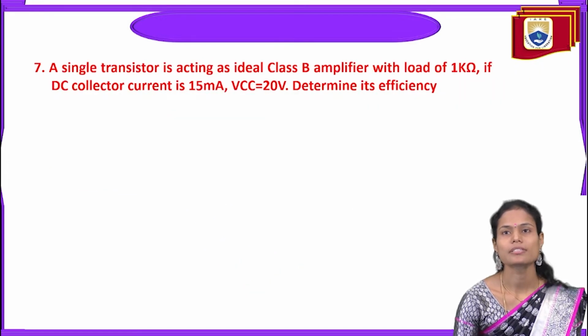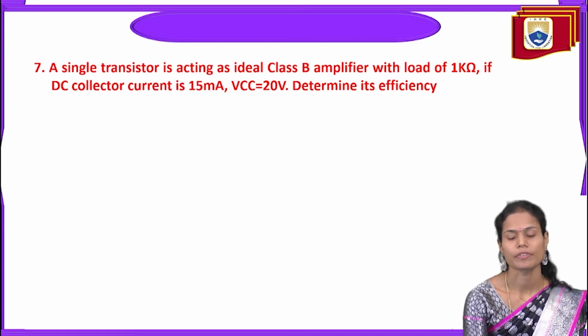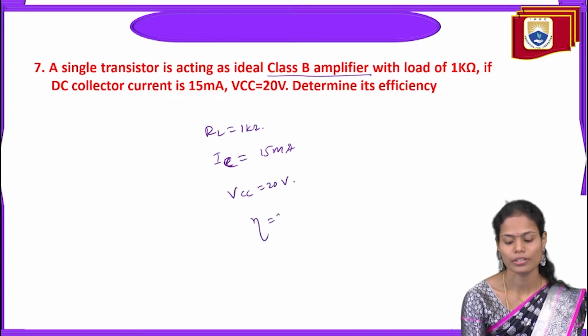And next, a single transistor is acting as an ideal Class B amplifier with load of 1 kilo ohm. If the DC collector current is 15 amps, determine its efficiency. So the given amplifier is the class B amplifier. The load resistance value is 1 kilo ohm and the collector current IC is given as 15 amps and the supply voltage is given as 20 volts. So from this we need to find the efficiency.